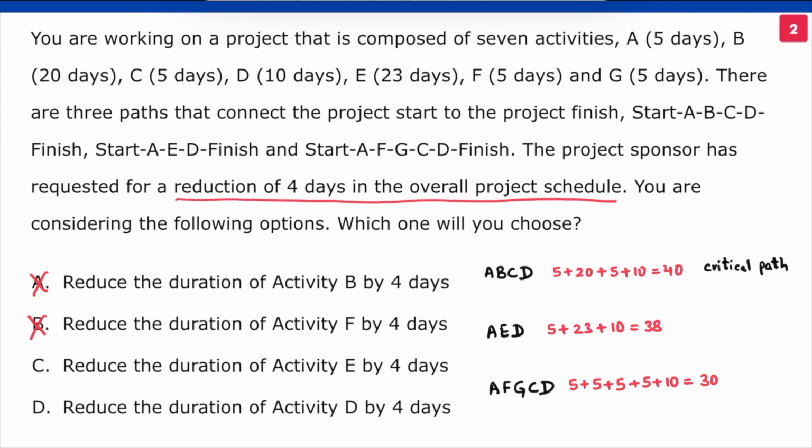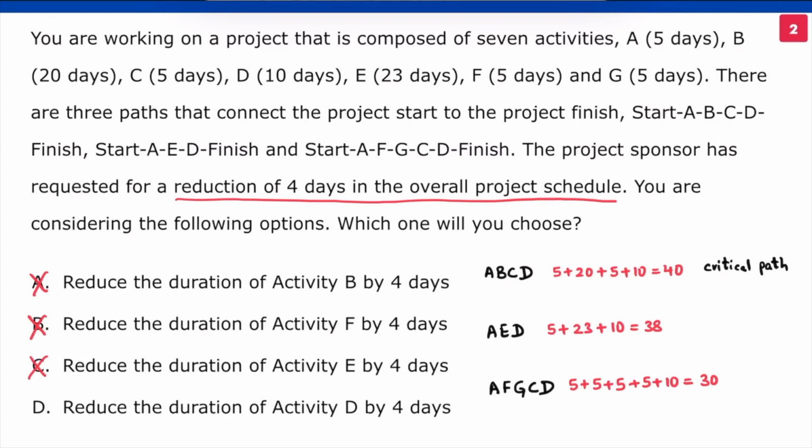If we follow option C and reduce the duration of activity E by 4 days, the duration of path A, E, D reduces to 34 days. Critical path A, B, C, D is still 40 days long. There is no change in project schedule. Option C is also incorrect. We are left only with D, and it has to be the correct choice.